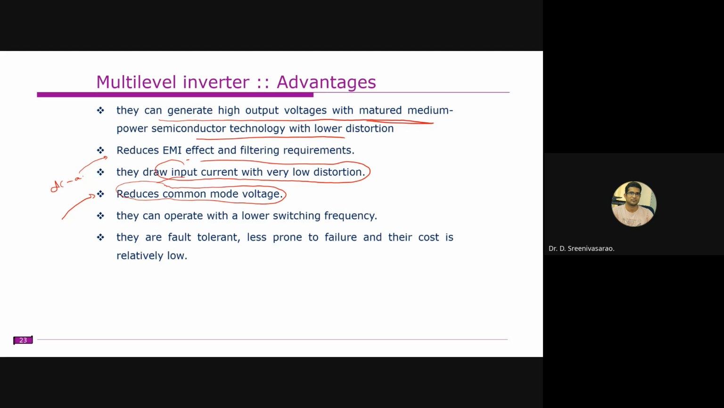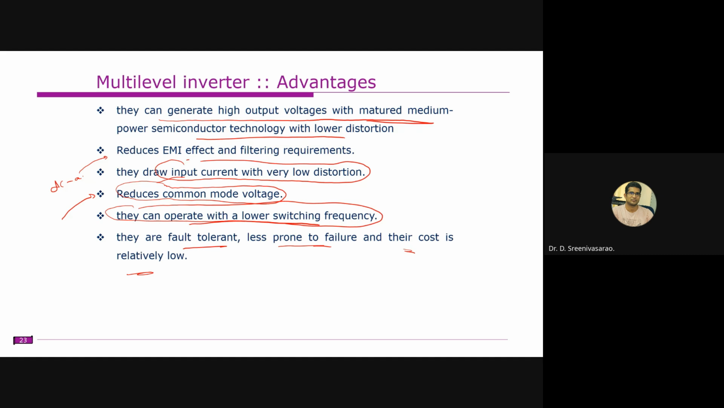So by using multi-level inverters, we can reduce the magnitude of the common mode voltages. If the magnitude is reduced, obviously the common mode current will be reduced. That will reduce the heating effect inside the machine, right? And they are fault tolerant, less prone to failure, and their cost is less relative to this. They can operate at a lower switching frequency, so no need to go for higher switching frequencies here, right?